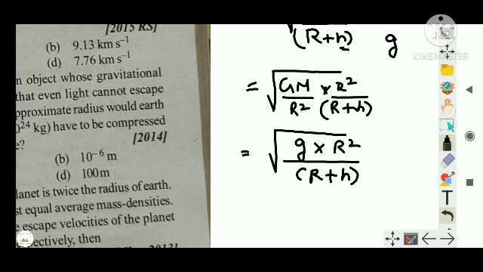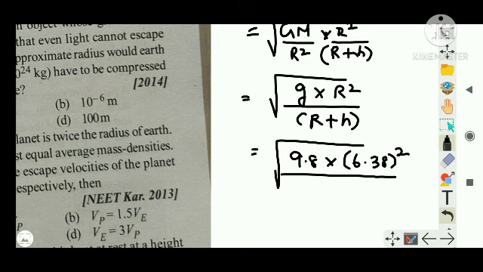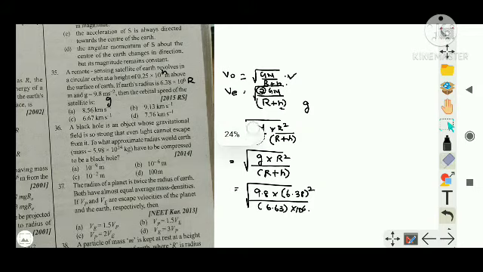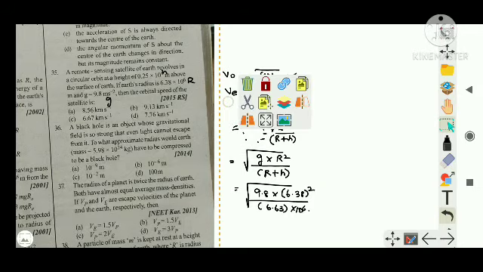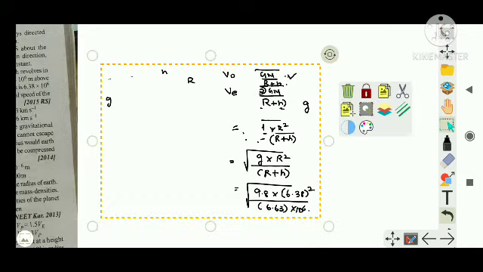Now all the terms are there in your question. That is root of g, which is 9.8 as per the question, R is 6.38 squared divided by r plus h, that is 6.38 plus 0.25 which will be 6.63, into 10 to the power 6. Clear? Then after the calculation, you will get around 7.76 kilometer per second. This is how you're supposed to do the problem. Clear?